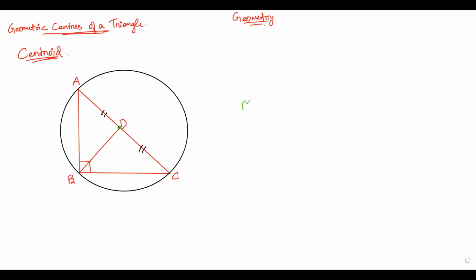So the length of the median BD would be equal to AD or DC. And since AD or DC is the circumradius of the triangle ABC, the length of the median BD will also be equal to the circumradius. Since D is the midpoint of the hypotenuse AC, AD would be equal to DC, which would be equal to half of AC. So BD, that is the length of the median, can also be written as half of the length of the hypotenuse, and this is equal to the circumradius capital R.